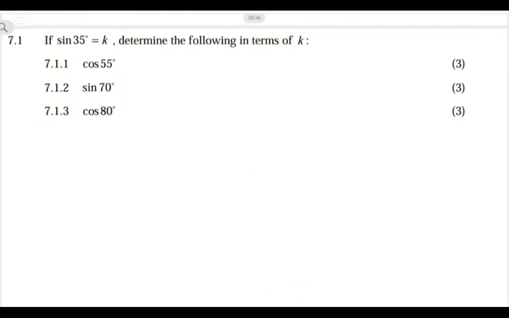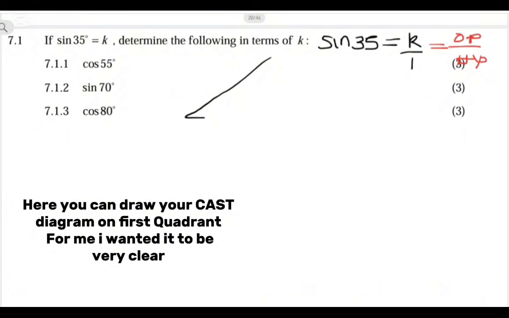This one is a CAST diagram question. In order for you to solve it, you first need to draw a CAST diagram. Perfect. We're given sine of 35, which is equal to k. We're going to divide this by 1, and then we use our SOHCAHTOA method. Sine is the same as opposite over what? Opposite over hypotenuse. So we're going to have a triangle like this.